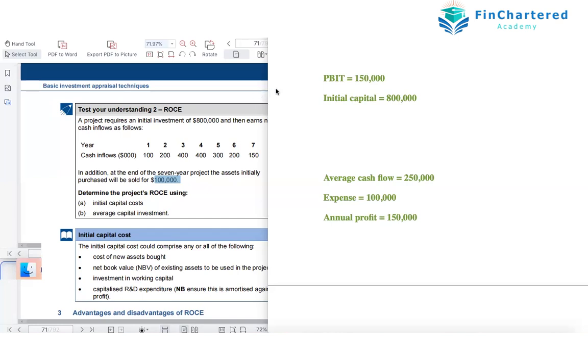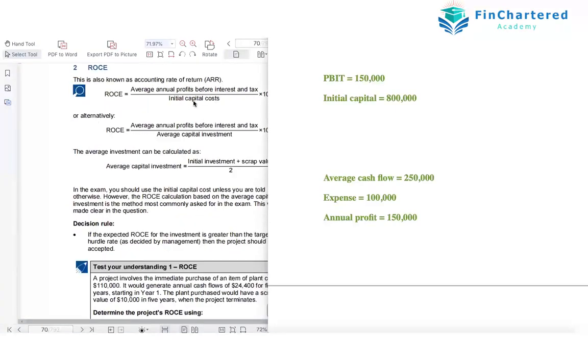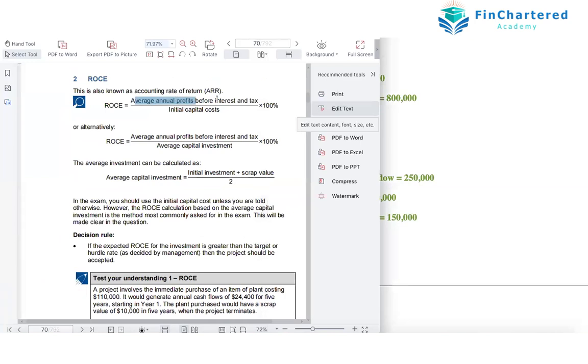All clear? Cash flow minus depreciation for every year. No, you'll not do it year by year. You're taking the average. You're taking the average cash flow. Nitesh, look at this. You'll take the average profits, and to get the average profits, you'll also take the average cash flow.